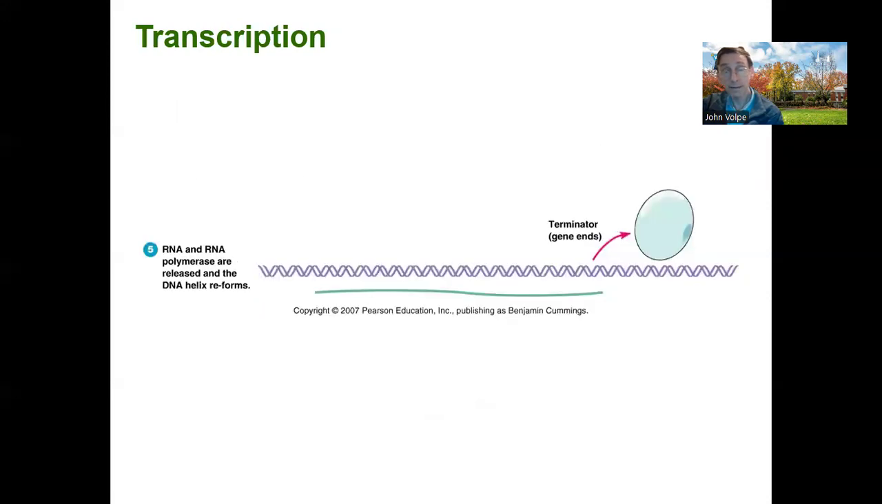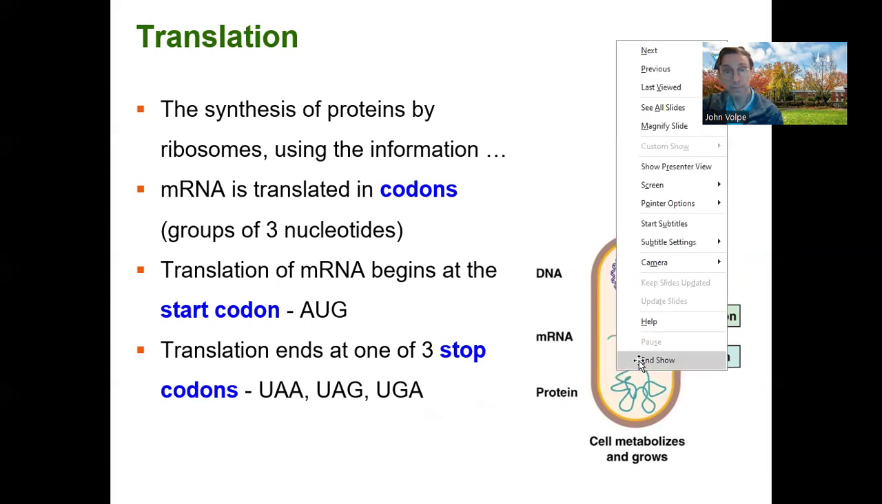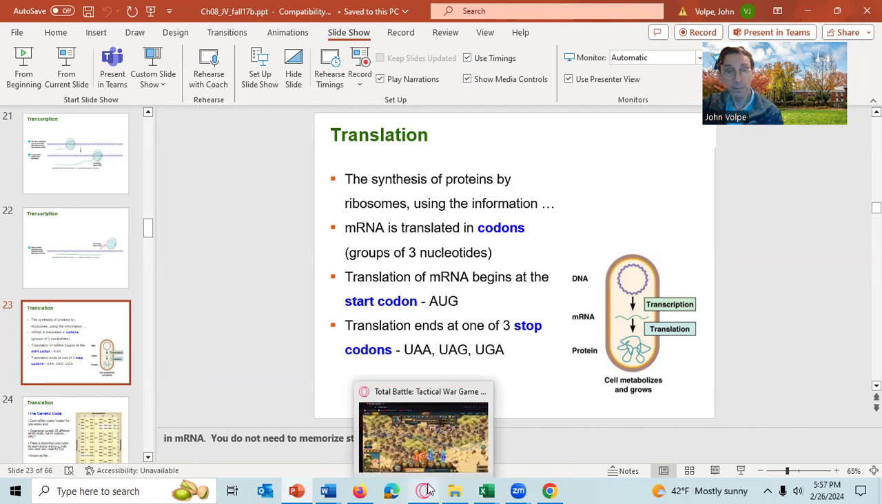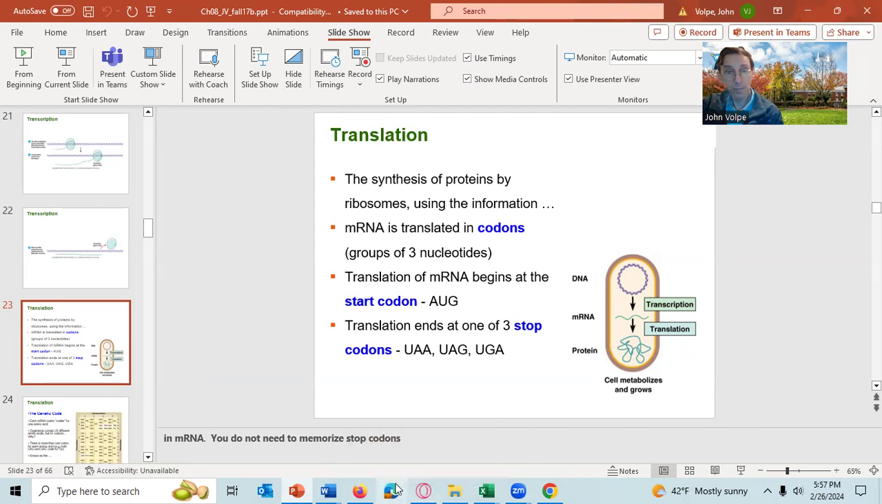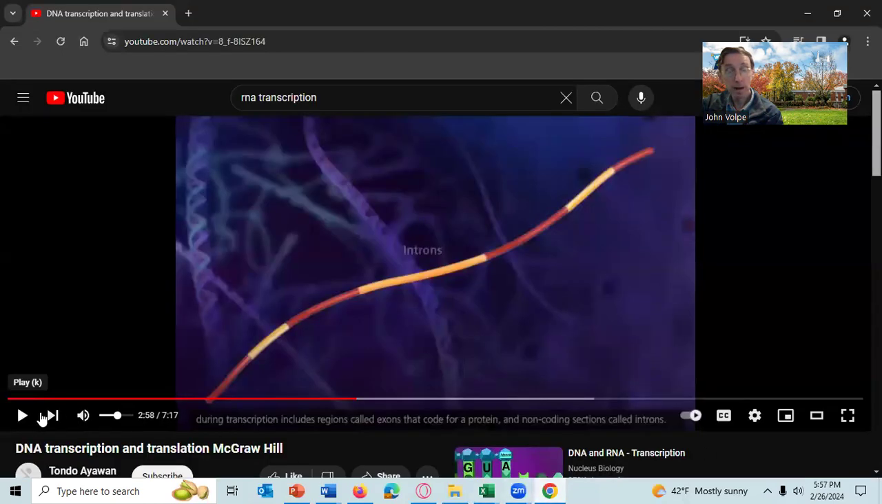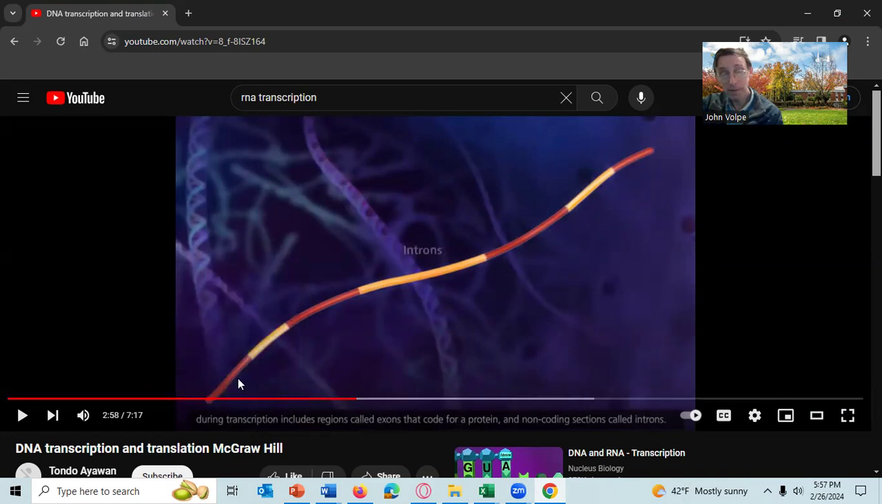All right, if not, that's it for transcription. Let's move on to translation. And while we're here, let's go ahead and watch the rest of that little movie that I had, if I can find it. This is going to start talking about complication. I will talk about the complication after I discuss translation.